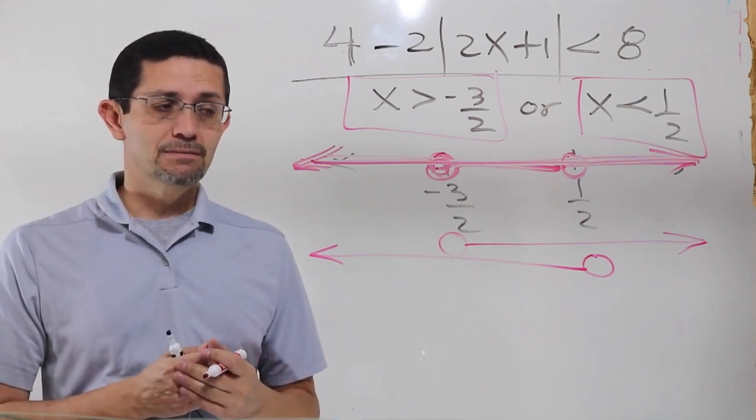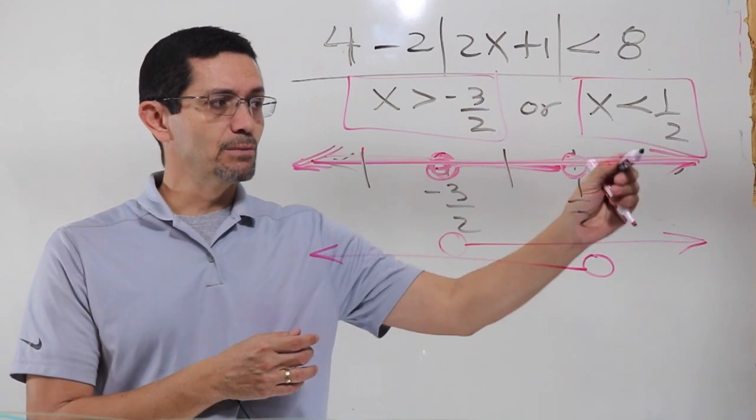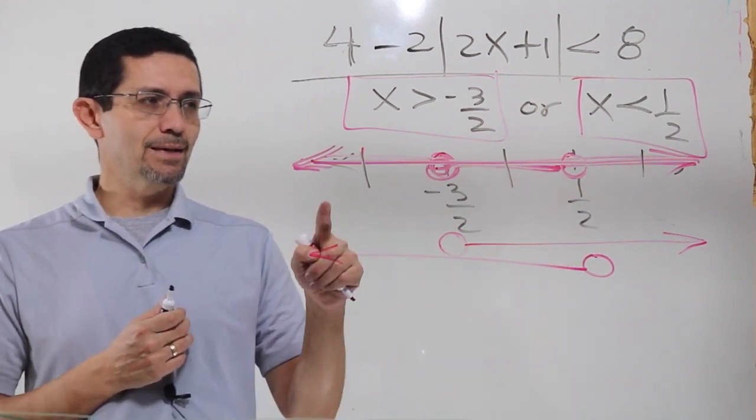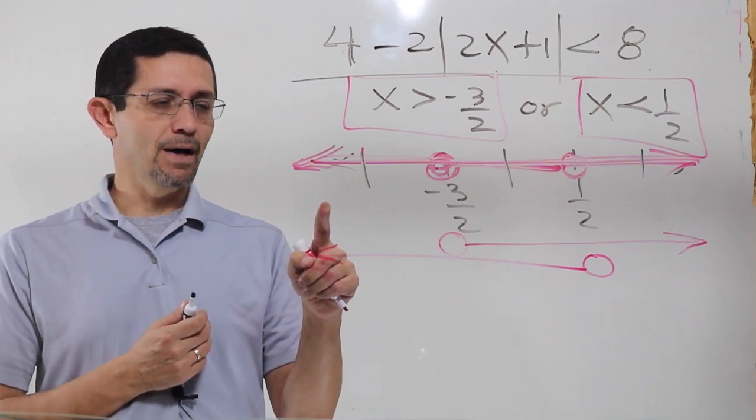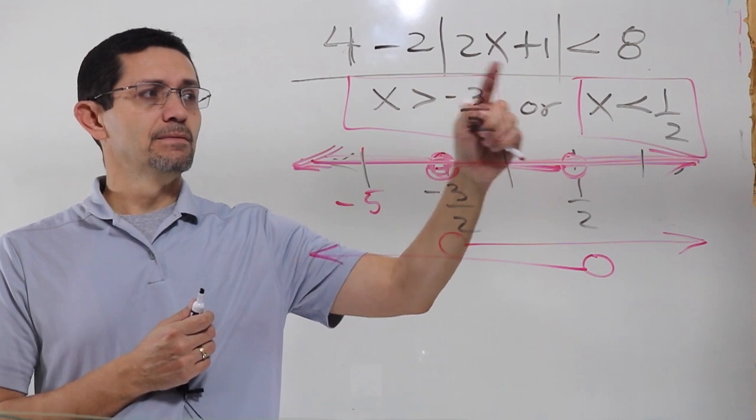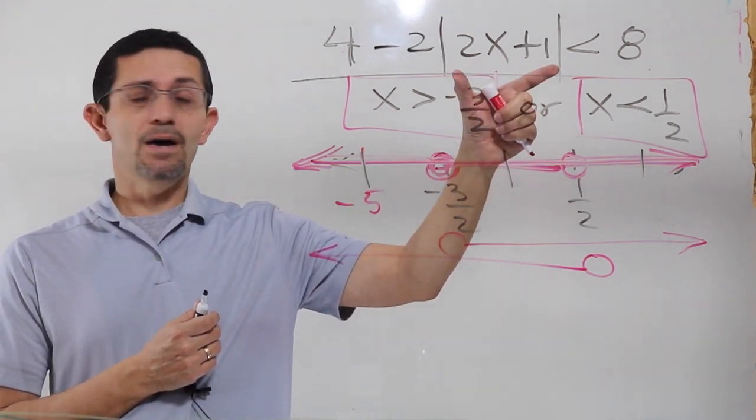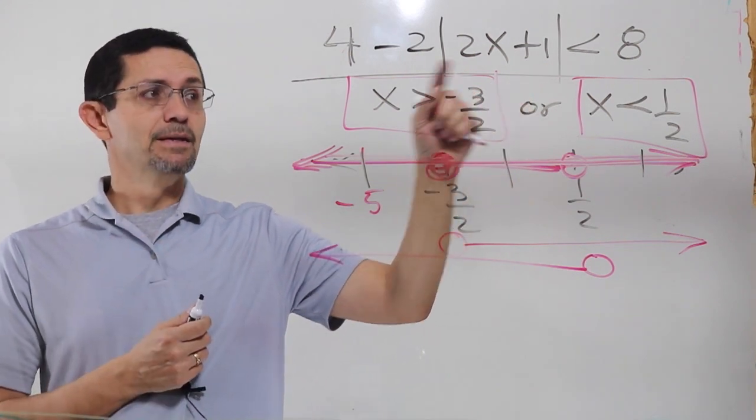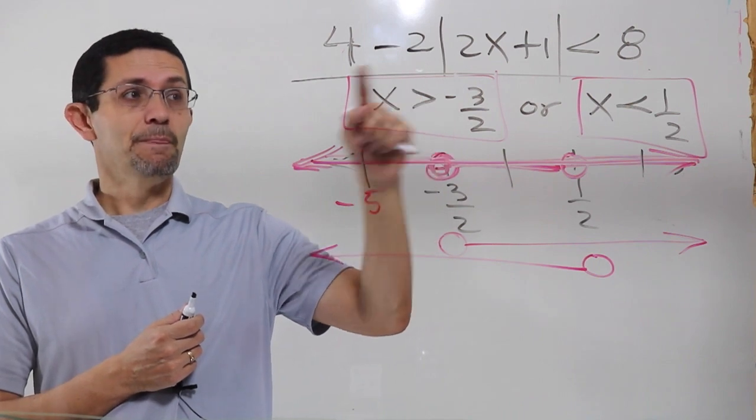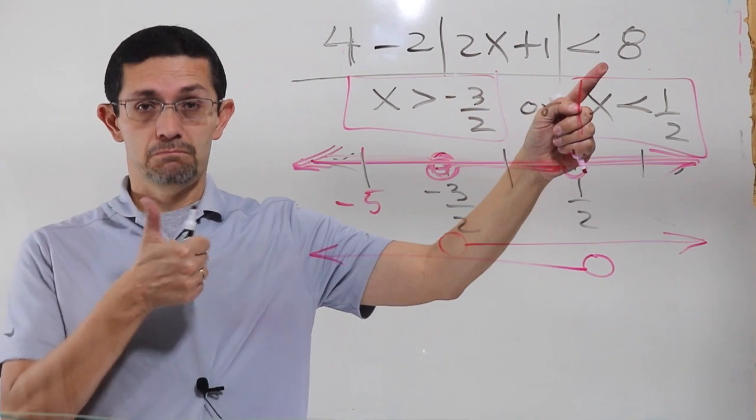Let's see if it makes sense. So let's try something on the left, something in the middle, and something on the right to see if it makes sense. Negative 3 over 2 is negative 1.5. So let's try something like negative 4, negative 5. Let's try negative 5. Negative 5 times 2 is negative 10. Plus 1 is negative 9. Absolute value is positive 9. Times negative 2 is negative 18. Negative 18, right? 4 minus 18 is negative 14. Is negative 14 less than 8? Yes, it is.